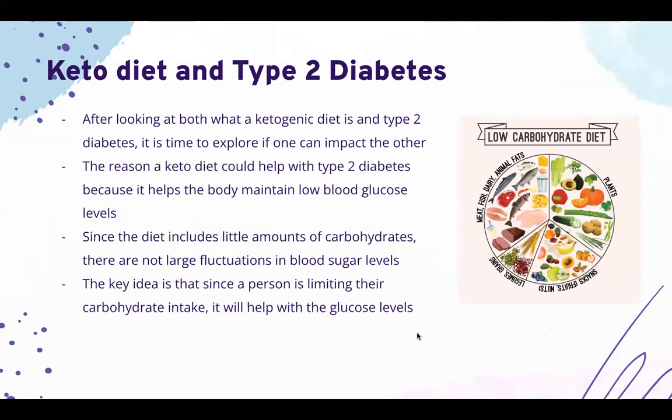So the keto diet and type 2 diabetes. After looking at both what a ketogenic diet is and type 2 diabetes, it is time to explore if one can impact the other. The reason a keto diet can help with type 2 diabetes is because it helps the body maintain low blood glucose levels. Since the diet includes little amounts of carbohydrates, there are not large fluctuations in blood sugar levels. The key idea here is, since a person is limiting their carbohydrate intake, it can help with the glucose levels. So that's really the whole idea behind someone trying a keto diet when either pre-diabetic or they have type 2 diabetes.